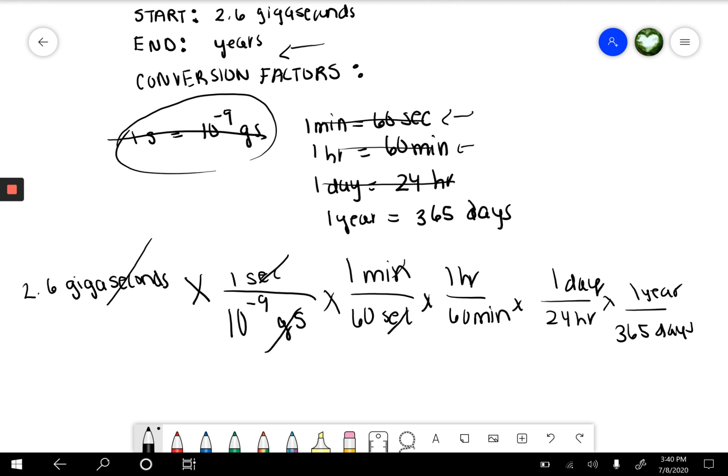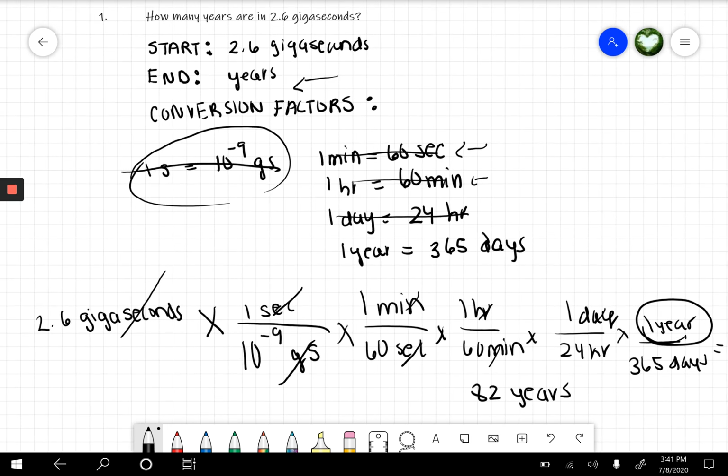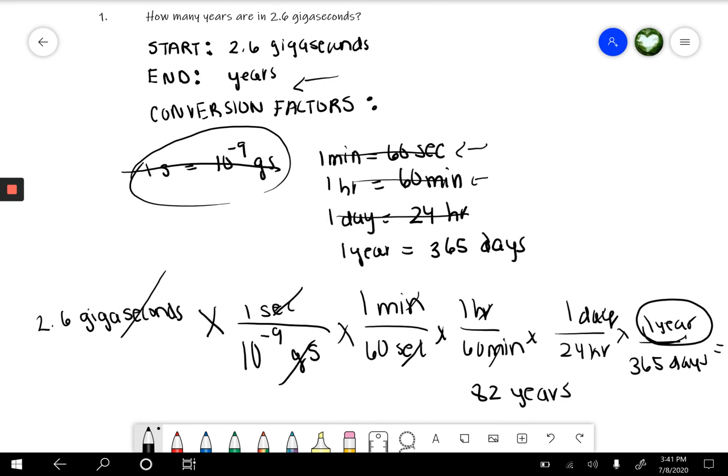So we know that everything is starting to cross out. Whatever you want to get as an answer should always be on the top. In other words, whenever you're solving one of these problems, everything else should cancel out and what you want shouldn't cancel out. Once we solve this, we get 82 years. Looking back at our problem, how many years are in 2.6 gigaseconds? 82 years are in 2.6 gigaseconds.